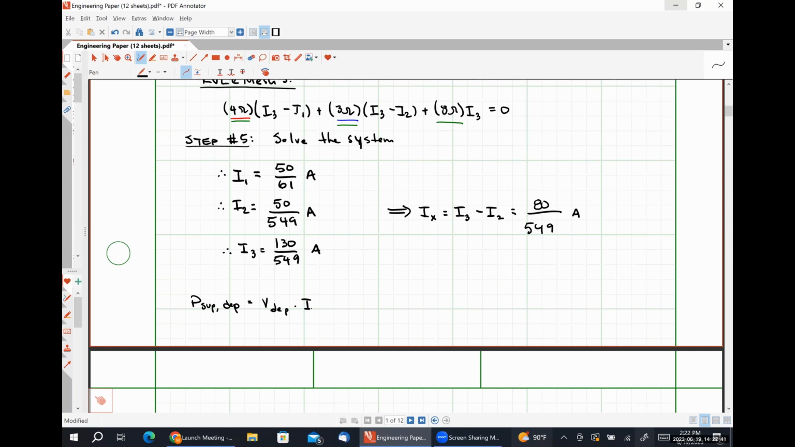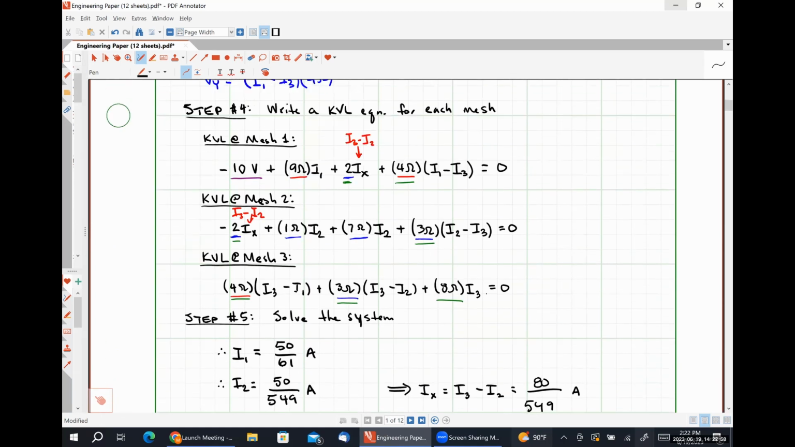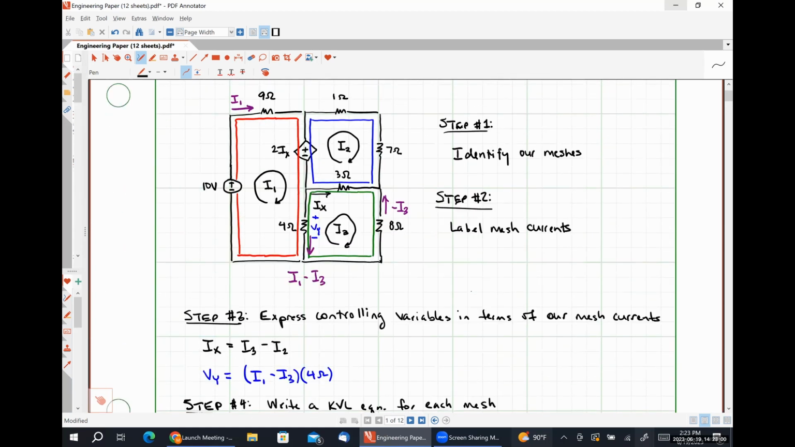multiplied by the current flowing into the negative polarity terminal of our dependent source. Well, the voltage drop across our dependent source is simply twice IX because it's a 2IX current controlled voltage source. What is the current? Let me scroll up here. The total current seen flowing into the negative polarity terminal of our dependent voltage source.